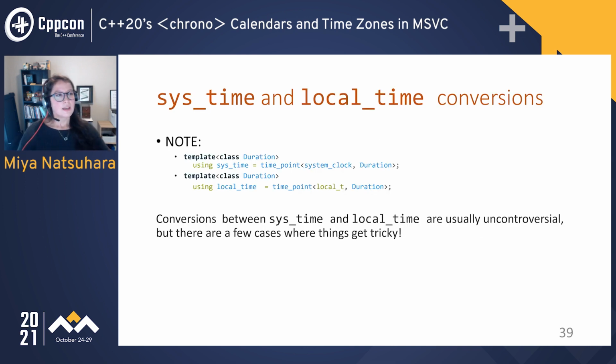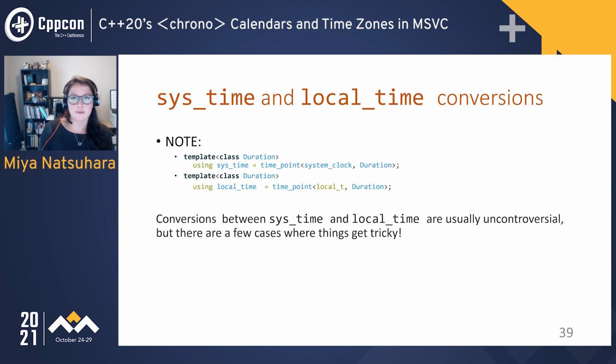Okay, sys time and local time. This is what they are. Sys time is a time point that's talking to a system clock, whereas local time is a time point talking to that pseudo clock, which is local T. So conversions between sys time, again, that UTC timekeeping mechanism. It's confusing to talk about sys time as UTC because there is a UTC clock and UTC time, but like capital UTC, the coordinated universal time. And local time, they're usually pretty uncontroversial.